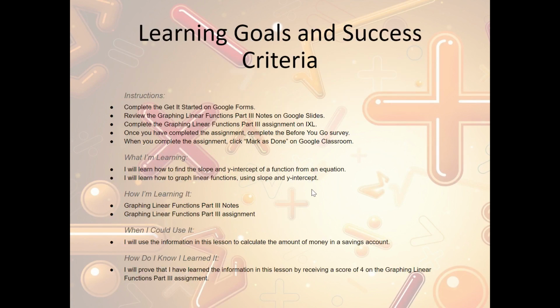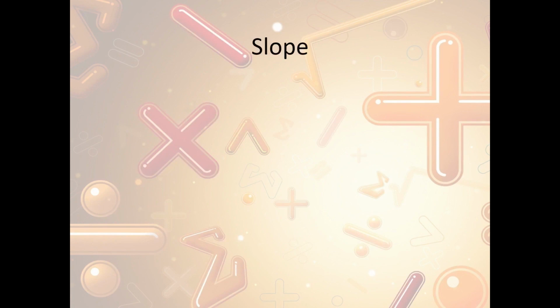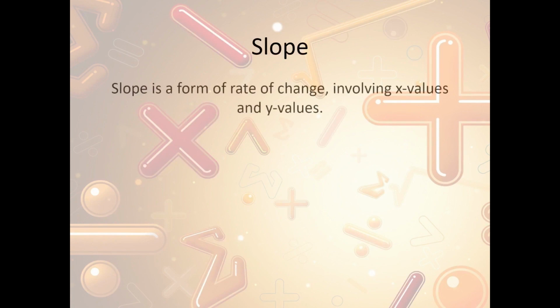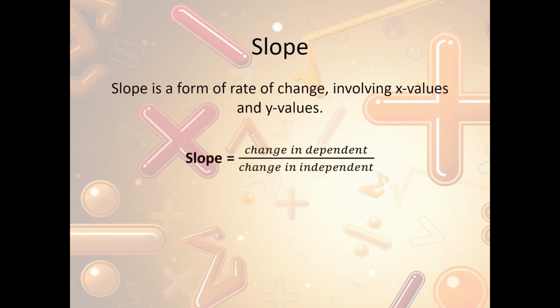The notes begin with the learning goals and success criteria. Now let's talk about slope. What is slope? Slope is a rate of change involving x values and y values. Slope is known as the change in the dependent variable over the change in the independent variable. Now what does that really mean? That really means that slope is the change in the y values over the change in the x values. So it's always y over x.